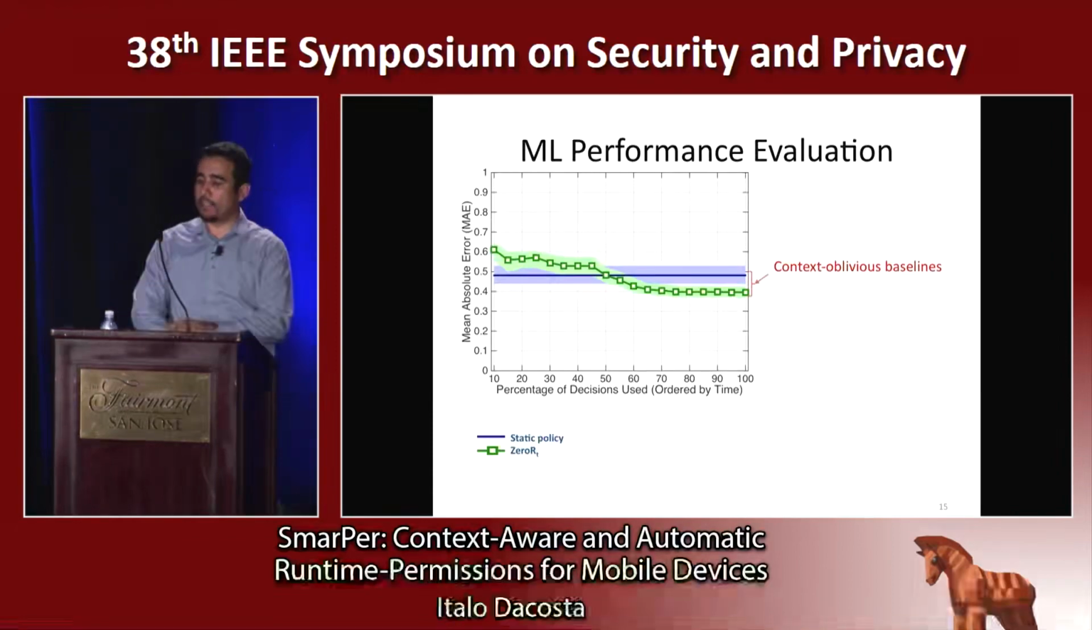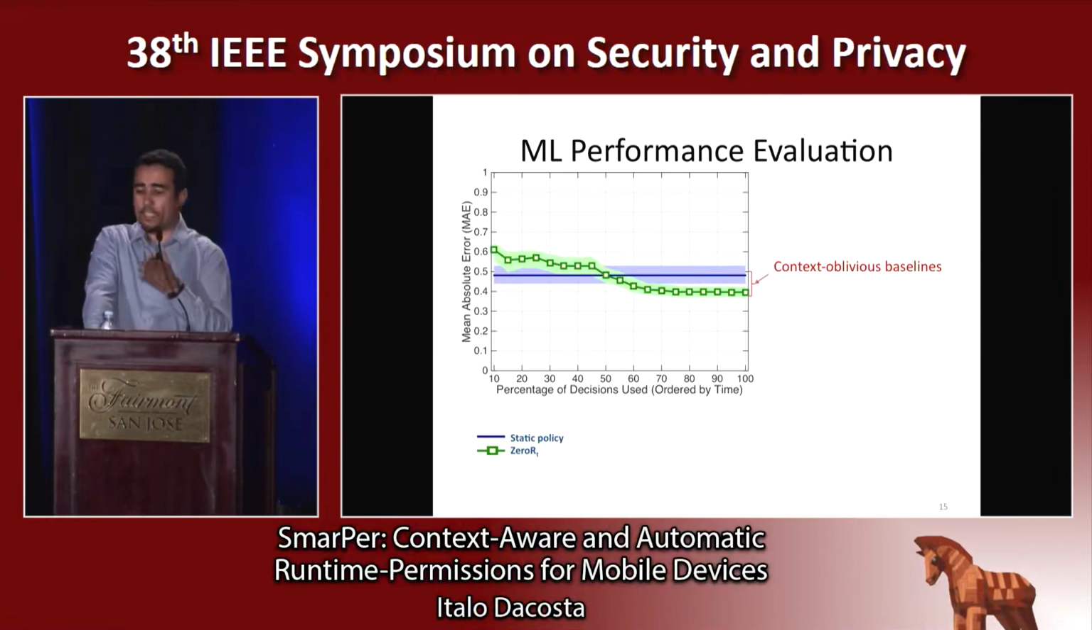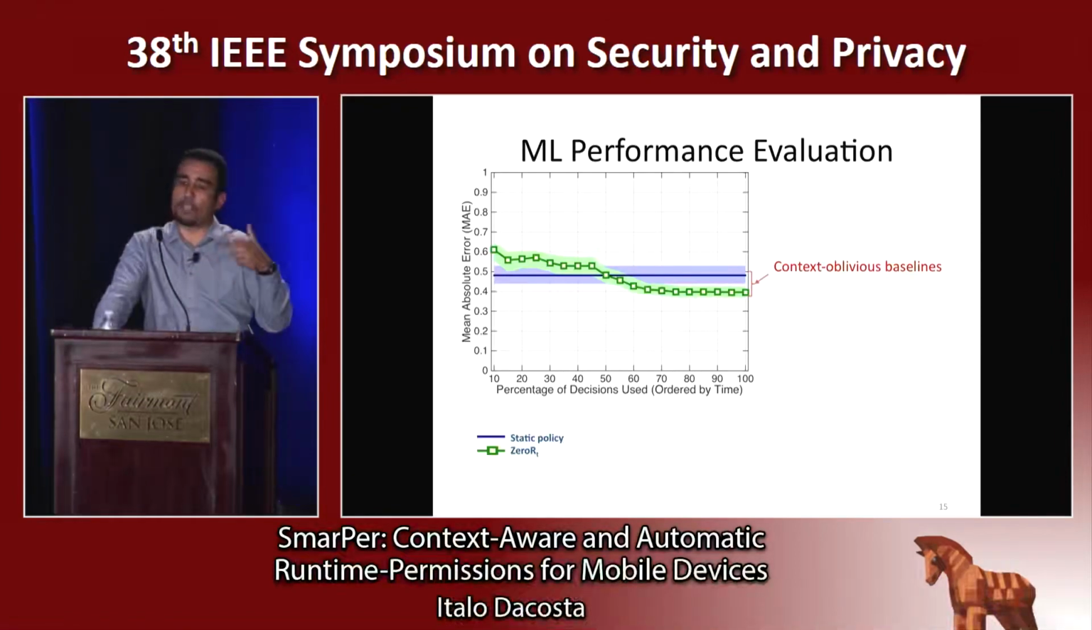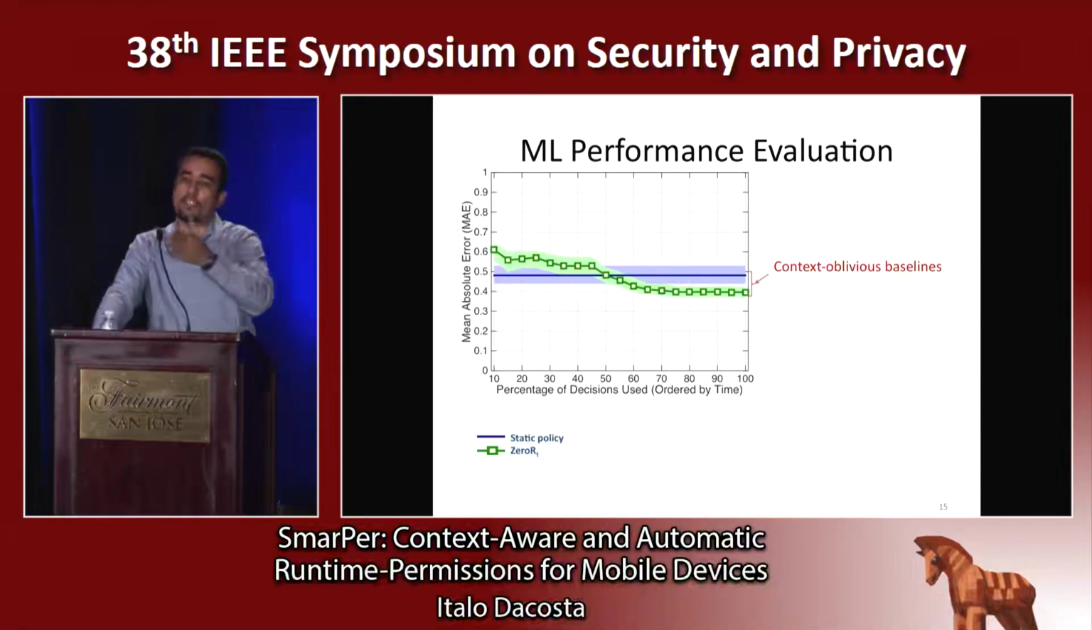So here we can see the results of our performance evaluation. We have in the y-axis the mean absolute error, MAE, and in the x-axis the percentage of training data of decisions used to train the model. So we start with 10% until 100% of the training data, and the idea is to see how, with more training data, which is obvious, we increase performance. And here, by increasing performance, I mean lower error.